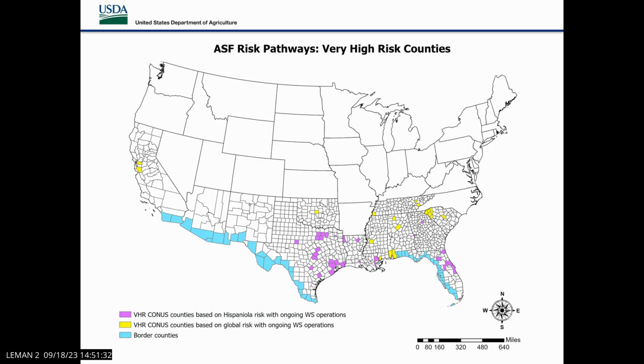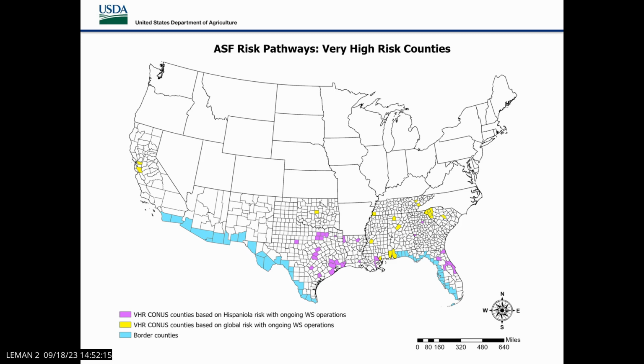So this is kind of where we sit today from an active surveillance standpoint, in the form of PCR and ELISA for ASF and CSF. The purple counties represent our very high-risk counties based specifically on the risk of introduction coming out of Hispaniola. So Florida, Georgia, Louisiana, and Texas. In May of 2023, so a full year later, we brought the yellow counties online as well as the light blue counties. So yellow counties represent risk counties that are determined to be very high risk for the ASF introduction from global risk pathways, whereas purple just represents from the Caribbean.